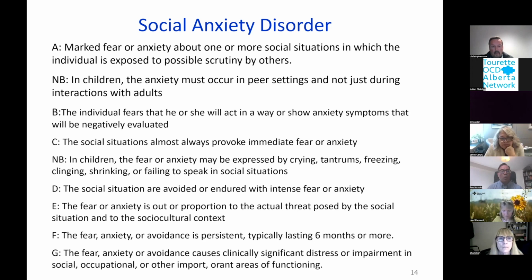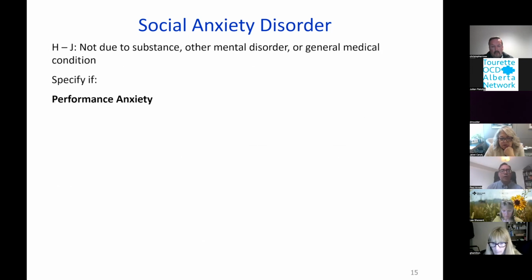It lasts six months or more, and of course causes, sorry for the typo in the last line, clinically significant distress or impairment in social, occupational, or other important areas of functioning. Not due to a substance or medical condition.